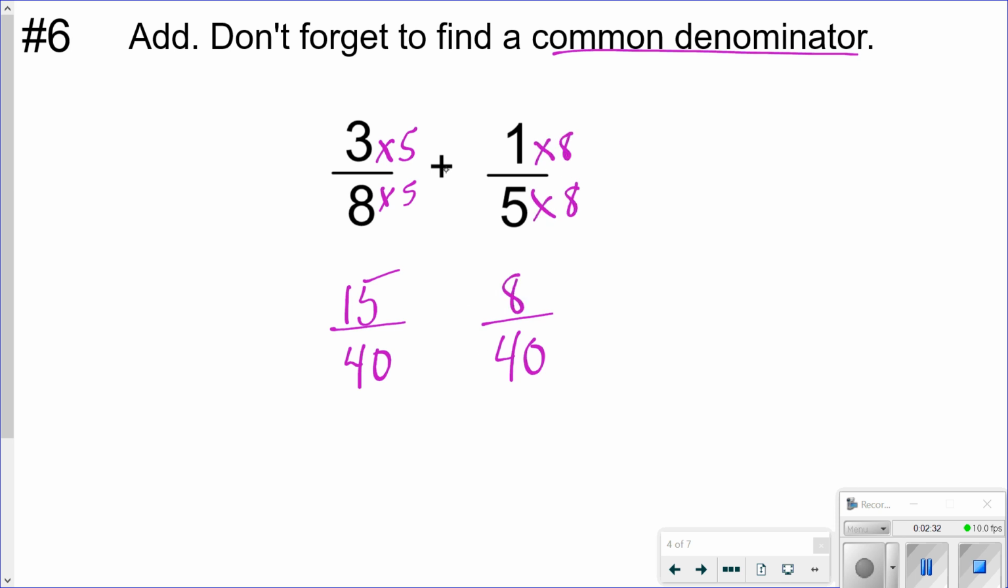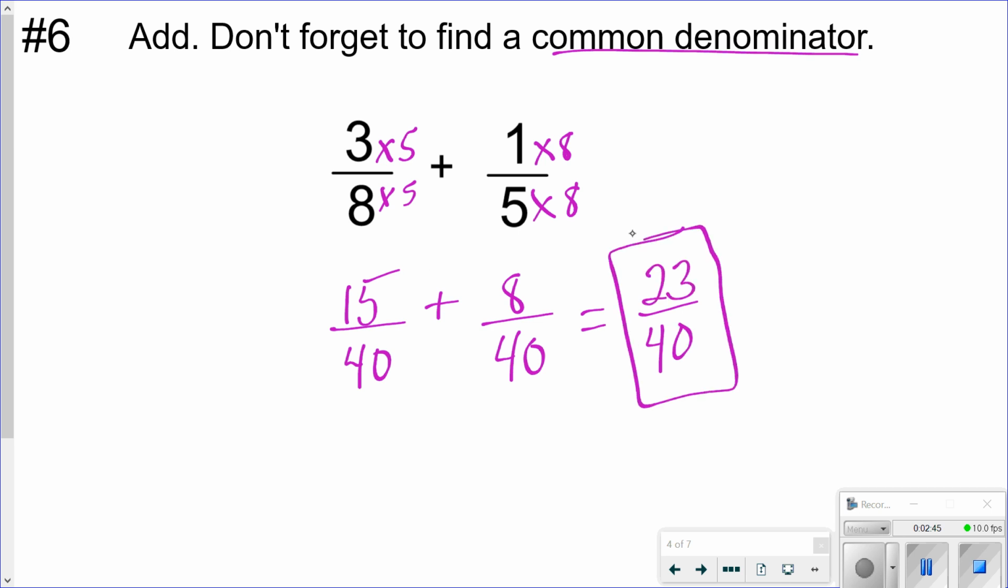Drop down your plus sign. All right, 15/40 plus 8/40. The denominator stays the same, and the numerator is 23. 23 is a prime number. You can't reduce it unless you divide by 23. And so this is your final answer.